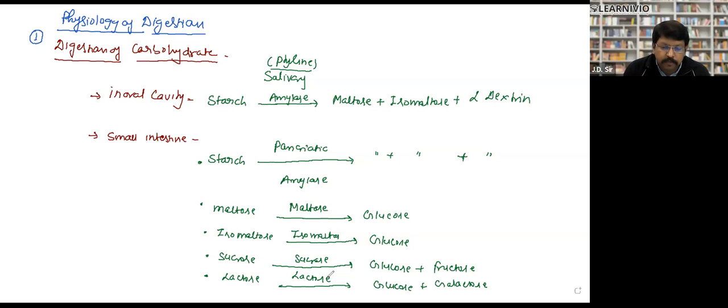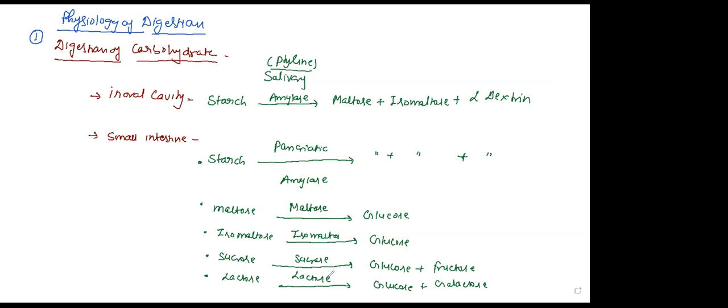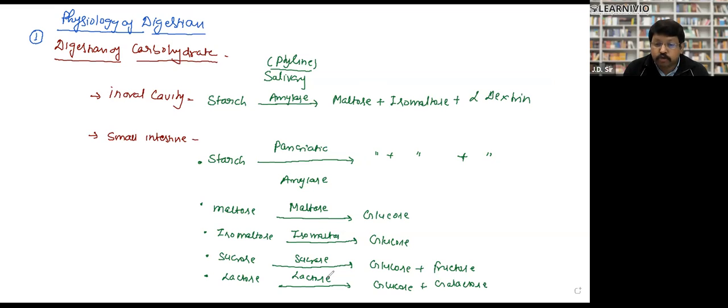Wherever you feel a problem, let me know, please. Digestion of carbohydrate takes place at two places: first at the mouth and second at the small intestine. Sir, what is the first one? Amylase, maltose, then maltose plus isomaltose and alpha dextrin. Okay.